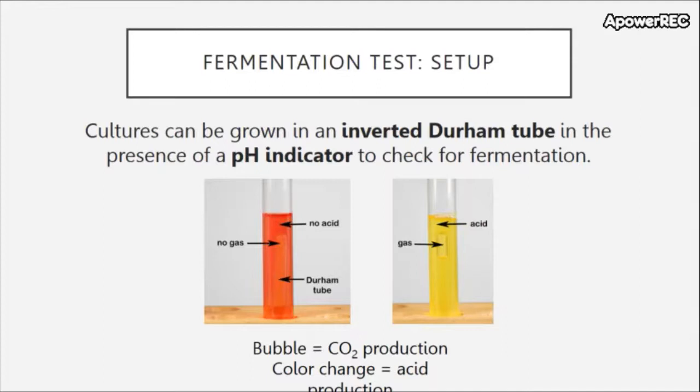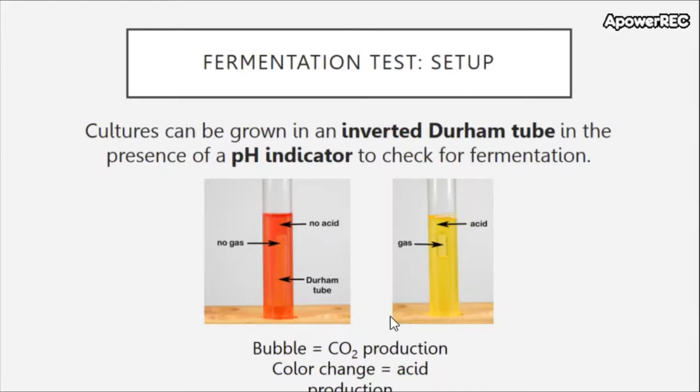So propionic acid, lactic acid, acetic acid, acetate, propionate, lactate, all of those are just names for acids. So review that list, that table, with all of those types of fermentations, and if they end in "ate" or "ic acid," then that is an acidic fermentation process. If an acid is produced, it will change the color of the pH indicator from red to yellow.